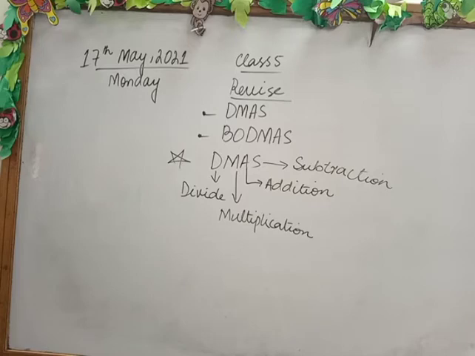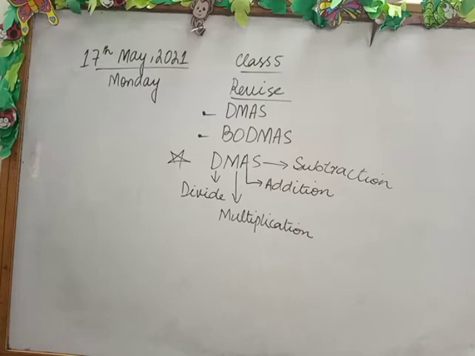If we have a question in which all the operations are used, that is divide, multiplication, addition and subtraction, so what would we do? हम क्या करेंगे सबसे पहले? Very good, we will apply DMAS rule on it. ठीक है, हम उसके ऊपर क्या अप्लाई करते हैं? DMAS rule. D means divide, M means multiplication, A means addition and S means subtraction.